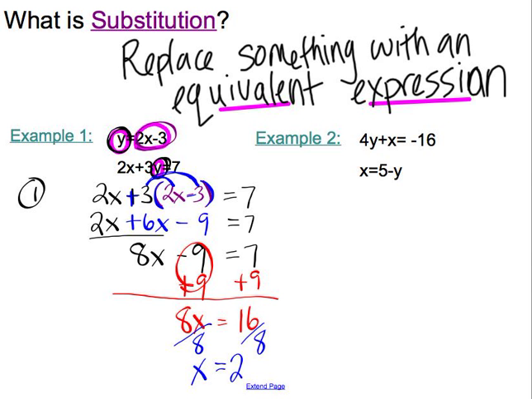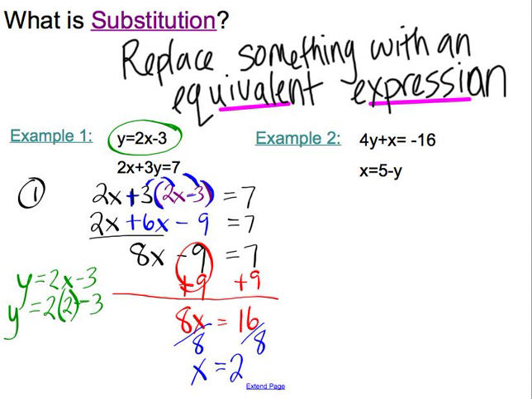But remember, we always have to go back and find the other variable, because the goal is to find the solution to the system, which is an ordered pair point. So now I'm going to go back to one of my rules, usually the one that makes this easier, and this one's going to be easier because I'm going to do y equals 2x minus 3, and I'm going to put 2 where the x is, minus 3. Now I have an expression that describes y. Y is 4 minus 3, or 1. So my answer is 2, 1. This is my solution to the system. X is 2, y is 1.